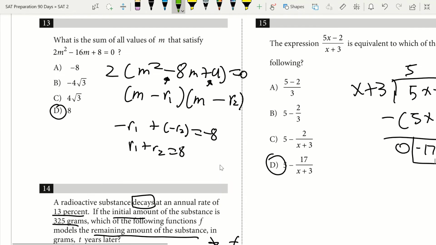All right, number 13. Okay, what's the sum of all values of M? I get rid of my 2 here by factoring it out. At that point, I've got that negative R1 and R2, since that's got to be positive and that's got to be negative. I could go ahead and flip my sign, since I know they have to equal -8, and I see that that's going to equal +8. That one's checked as well.